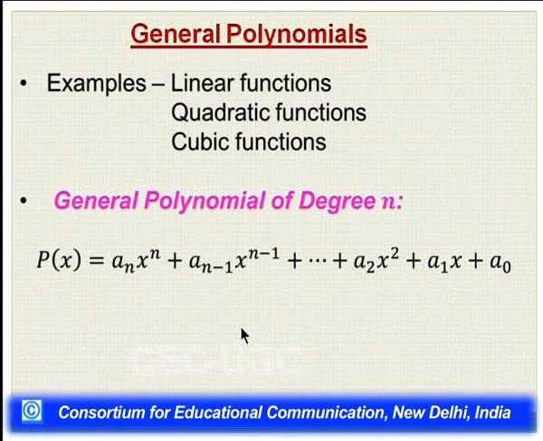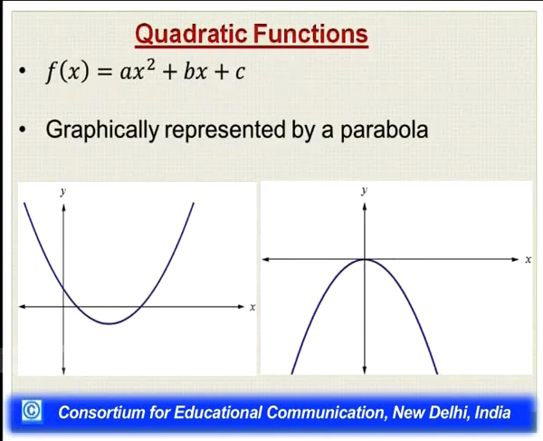Similarly, a quadratic function, which is the topic for discussion today, is a polynomial of degree 2, because if I put n equal to 2 in this general polynomial, we get p of x is equal to a2 times x square plus a1 times x plus a naught, and that is a quadratic function. Similarly, a cubic function is a polynomial of degree 3 and so forth.